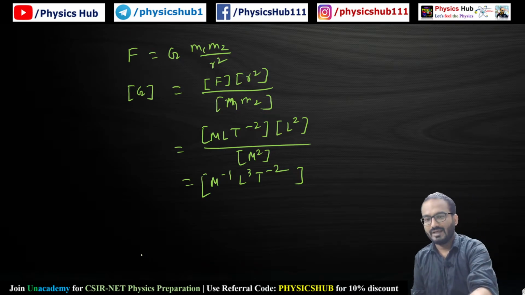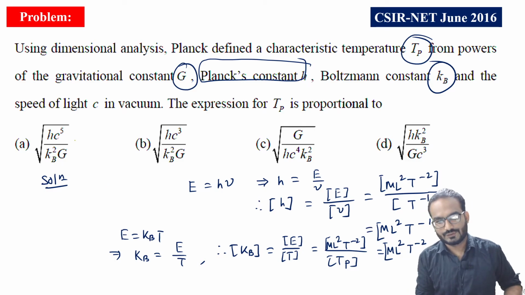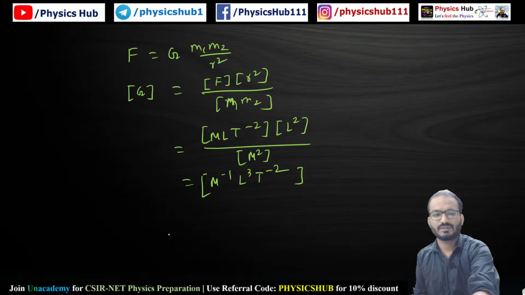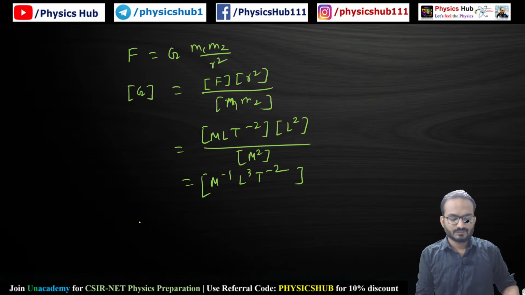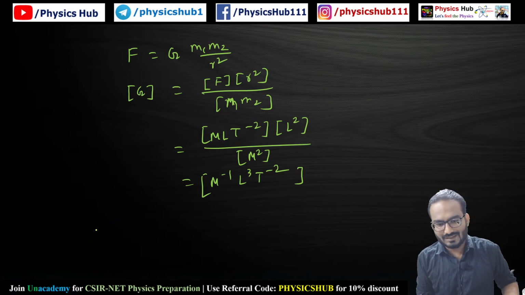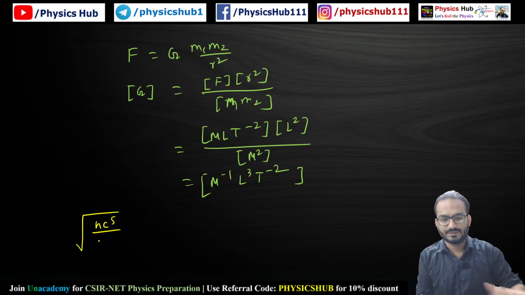Now we have to see among these options which of the options leads to temperature T_P. So one way is to check them individually. So let's check this value, h c to the power 5 by k_B square into G. Let's take the first option first.